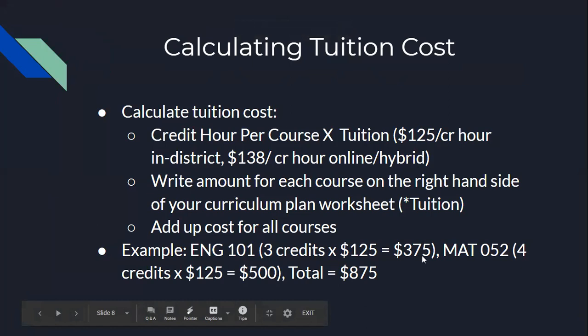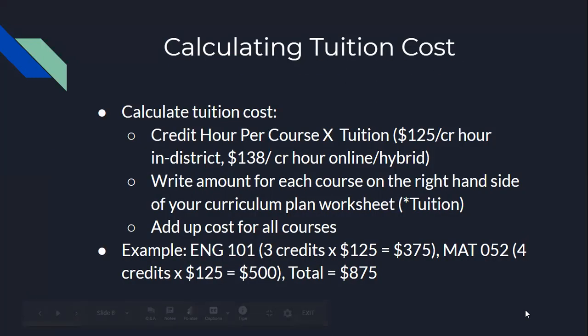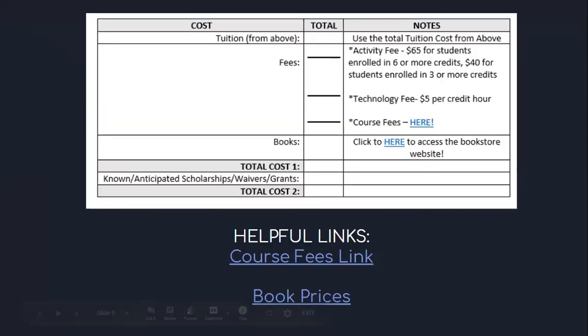However, if you are taking this class online, or you know it is a hybrid class, whether you're in district or out of district, everybody gets the same amount charged to them for online classes. It would be $138 a credit hour, which would become a higher total for that individual course. And same goes for the rest of your classes. You add the total up of all of your classes to get a total at the bottom of your worksheet. You transfer the total from above down to the second table, and then you go and calculate your fees.